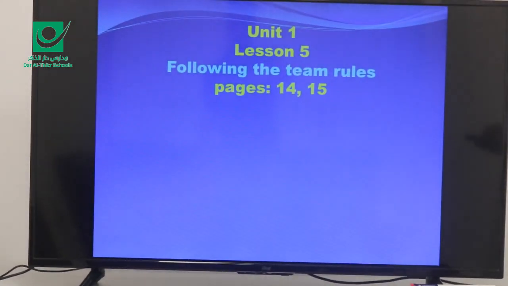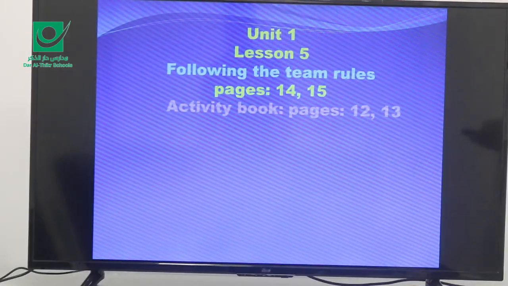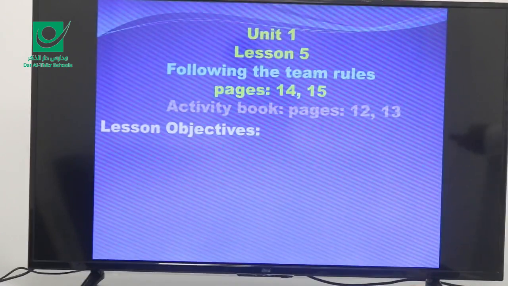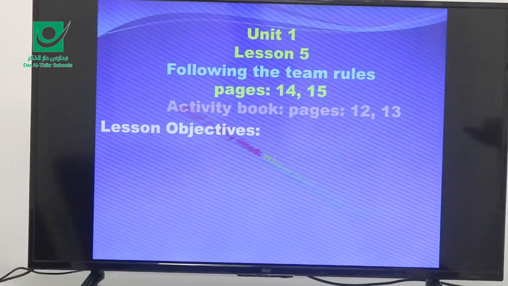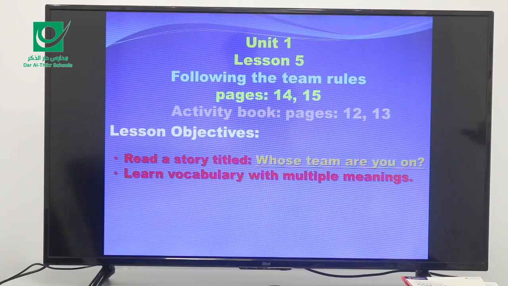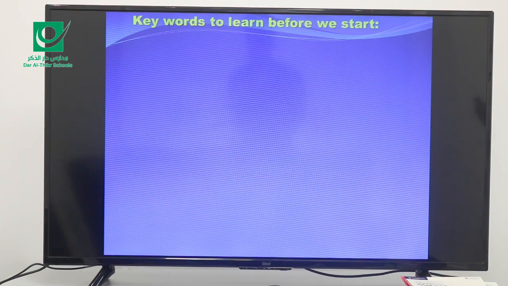Please make sure that your books are open on pages 14 and 15 in the learner's book. The activity book, pages 12 and 13. Again, before we start our lesson, we need to know the lesson objectives for today. We are going to read a story titled, Whose Team Are You On? Learn vocabulary with multiple meanings. Talk about the value of being a good player and write a letter. Okay? These are the lesson objectives.